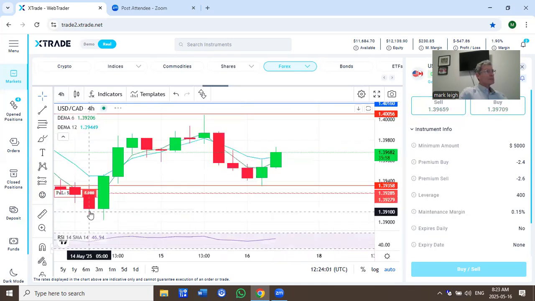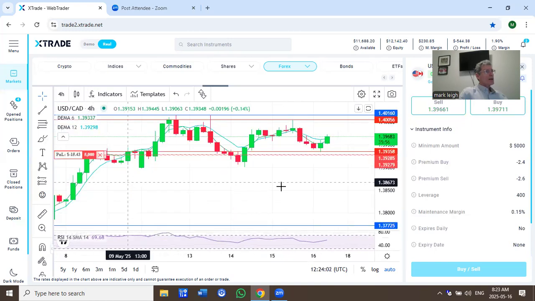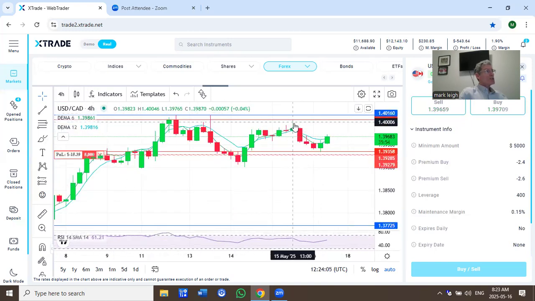If I go to the 4-hour, there you can see the initial sell-off, selling US, buying Canadian, but the current 4-hour candlestick shows US dollar trying to fight its way back off this support at 139.57. Sitting right now 139.68. Buyers will be looking up at that 140 level.